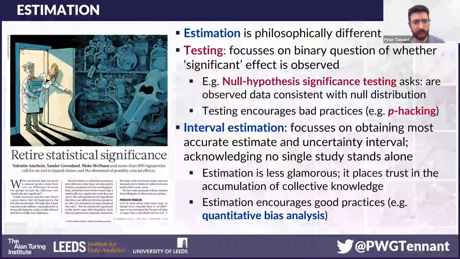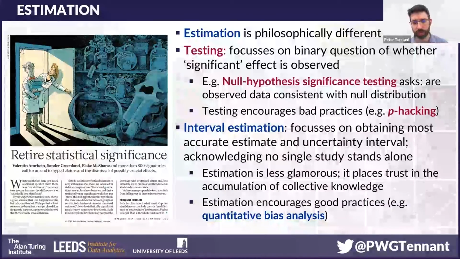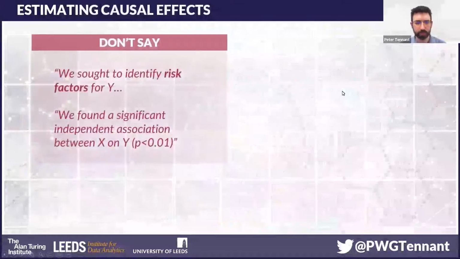So this is far less glamorous, perhaps, than asking a binary question, does this cause this, yes or no, and clearly places a lot more trust in the idea of accumulating collective knowledge as a scientific community, but hopefully also encourages better practice, such as quantitative bias analysis, which is where we ask, how can we improve our estimates based on external information that's not available within our data set?